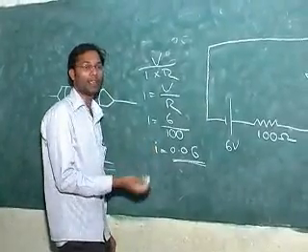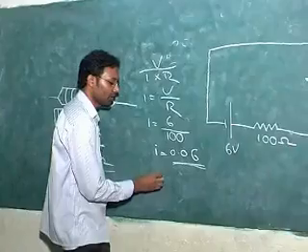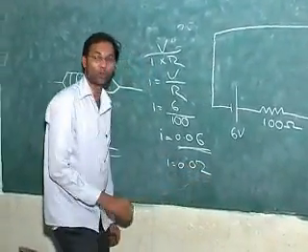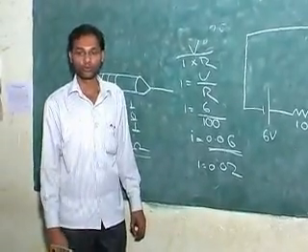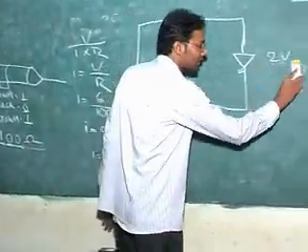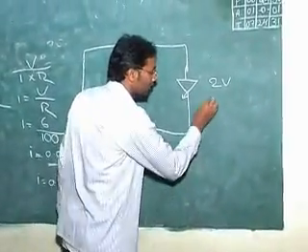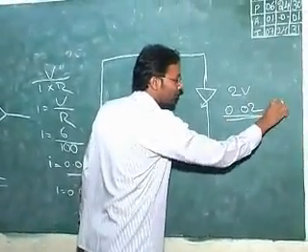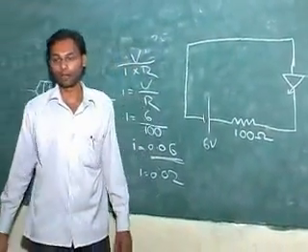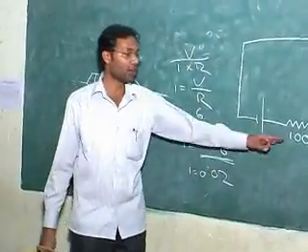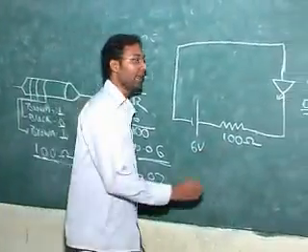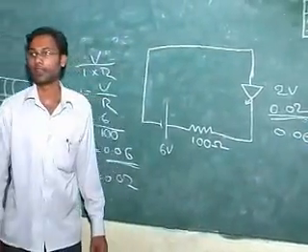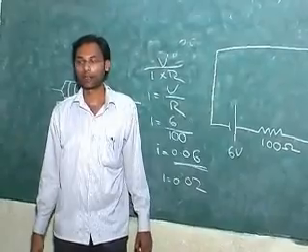How much I did we require here? We required only I equal to 0.02. See here, 20 milliamps is nothing but 0.02. This is our requirement. If you use a 100 ohm resistor, then it is supplying 0.06 of current.